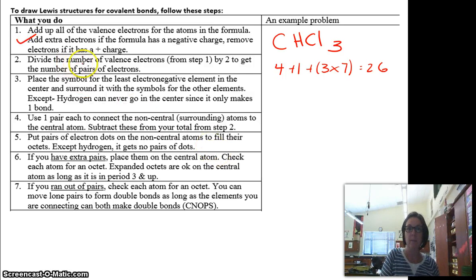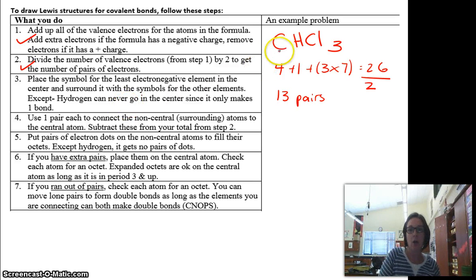Step 2, I'm going to divide the number of valence electrons from step 1 by 2 to get the number of pairs of electrons. So I'll just divide this by 2 and I get 13 pairs. That's step 2. So step 3, we're going to look at the elements that we have in our formula, and we're going to place the symbol for the least electronegative element in the center. We're going to surround it with the symbols for the other elements. Except hydrogen, it doesn't matter what its electronegativity is, it can never go in the center because it's only ever going to make one bond.